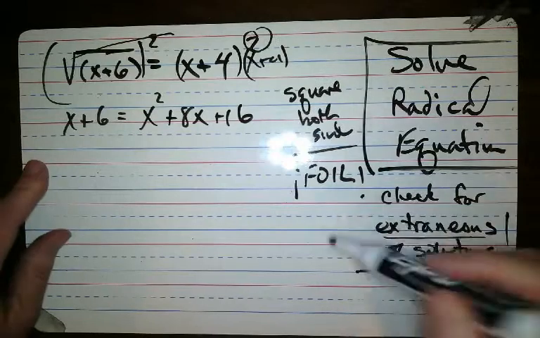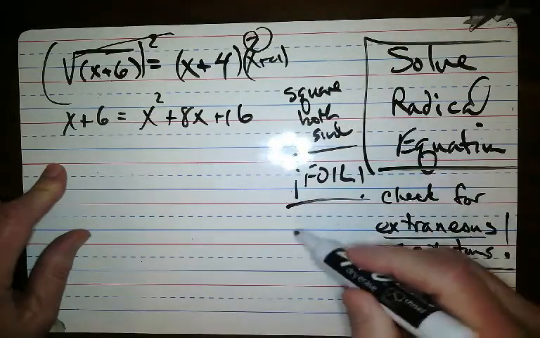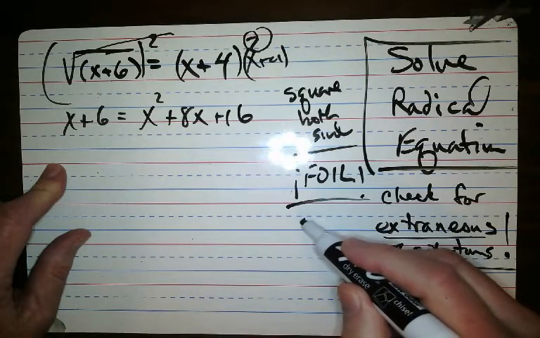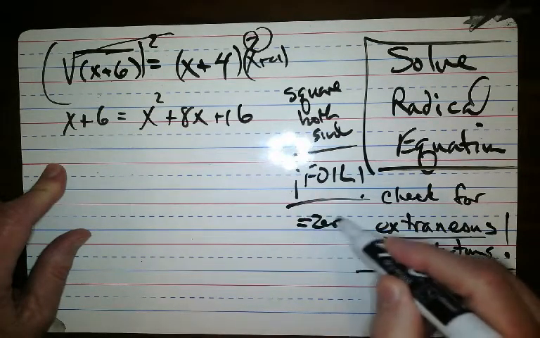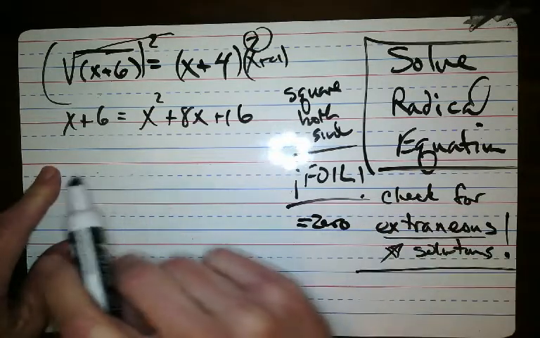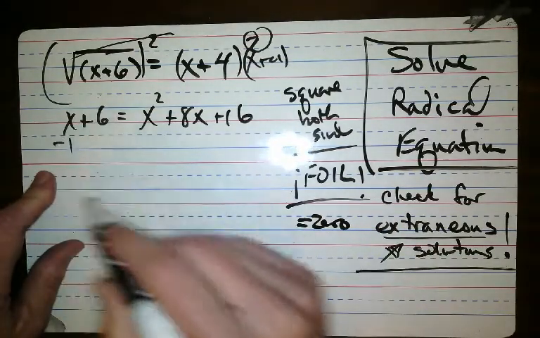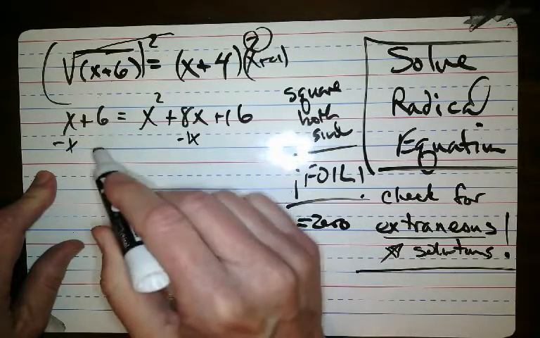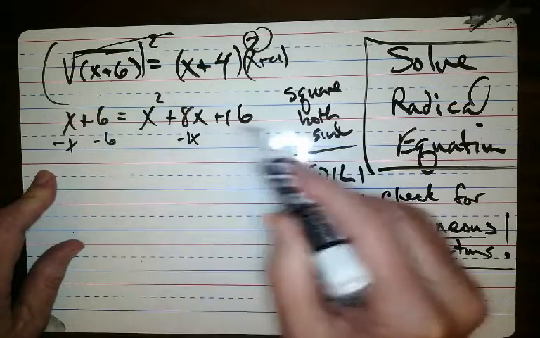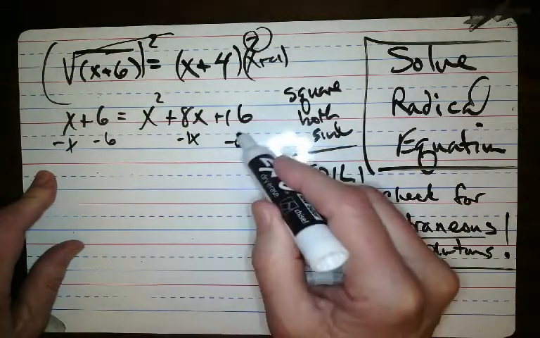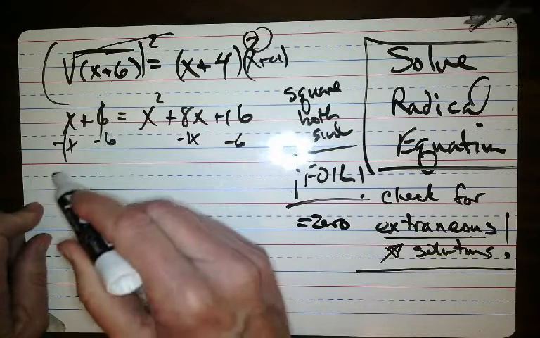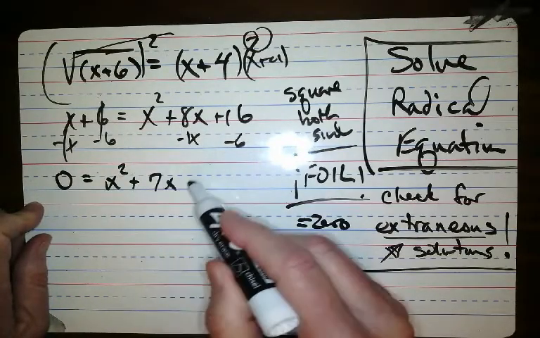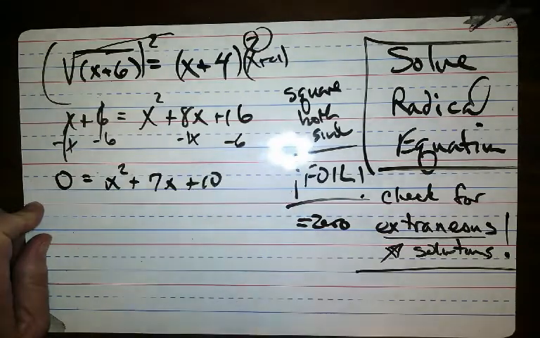Right? Now what do we got? We got a quadratic. How do we solve a quadratic? We have to make it equal 0. So we'll write that little step right there. So how do I get this to equal 0? I have to subtract 1x from here, and I have to subtract 6 from here. Alright, now this is 0 like we wanted. And over here we have x squared plus 7x plus 10.